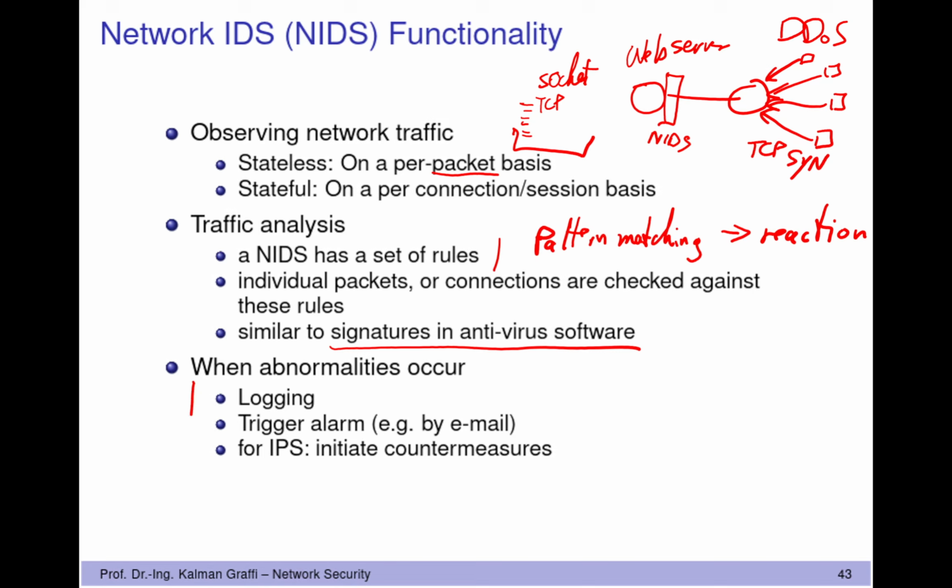So what can you do? One of the essential elements is logging. A higher, more drastic reaction is to trigger an alarm. And for the prevention system, it also initiates countermeasures by blocking that traffic and advising firewalls to not accept messages from that source, for example.